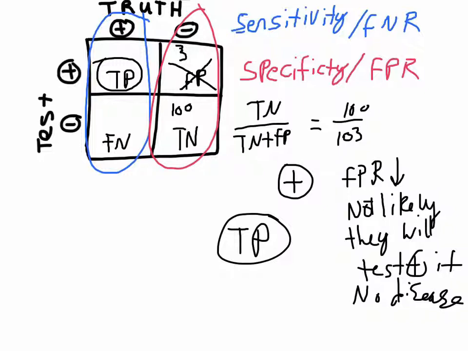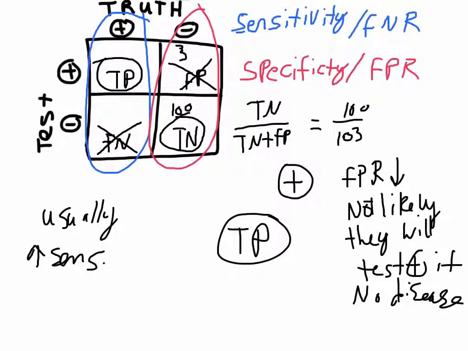On the other hand, with a highly sensitive test, we're saying the probability of getting this false negative is really low, so if it is negative, it will probably be a true negative. Now here's the caveat. Usually by increasing either the sensitivity or the specificity, you are decreasing the other. So increasing sensitivity leads to decreased specificity most of the time, and vice versa is true.